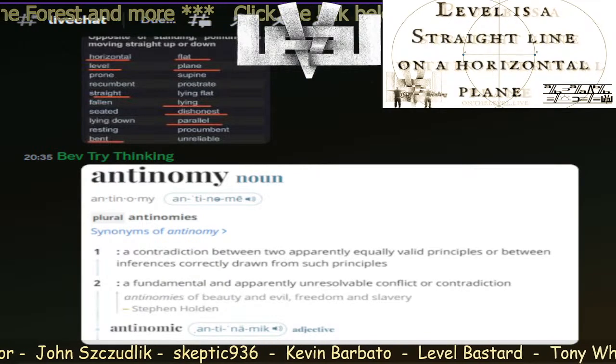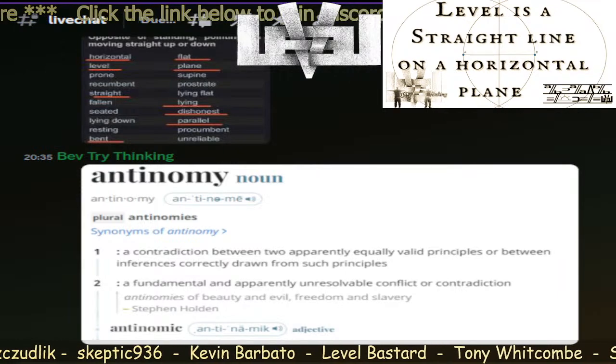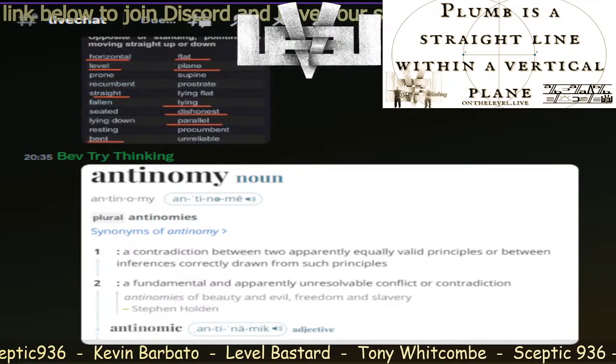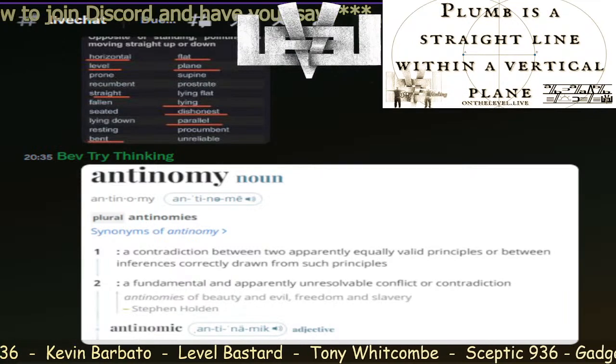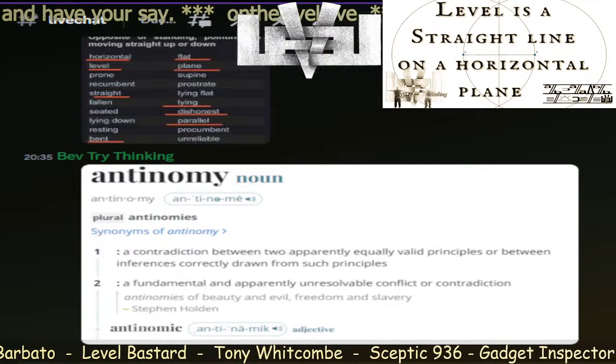A straight line, Adam. That's a straight line in the horizontal position. If you just drew it on a piece of paper, then it's not horizontal. You can't call it a horizontal line if it's not in the horizontal position.